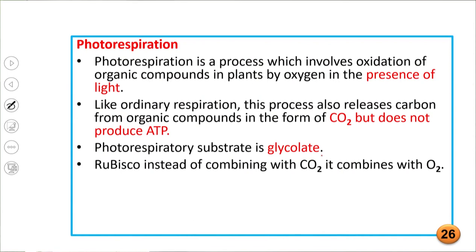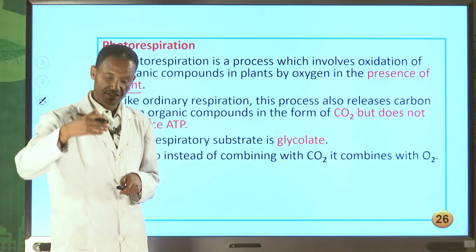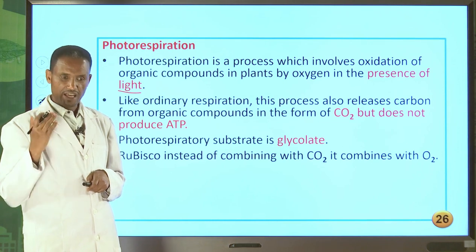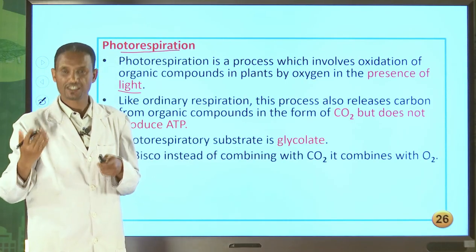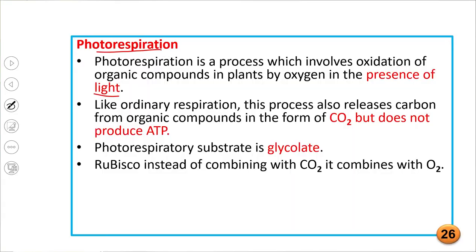Photorespiration is the process which involves oxidation of organic compounds in plants by oxygen in the presence of light. In photorespiration, what is fixed is oxygen, not carbon dioxide. In photosynthesis, the enzyme Rubisco fixes carbon dioxide, but in photorespiration, Rubisco fixes oxygen because it has oxygenase activity. Therefore, photorespiration is the process which involves oxygenation of organic compounds in plants by oxygen in the presence of light.